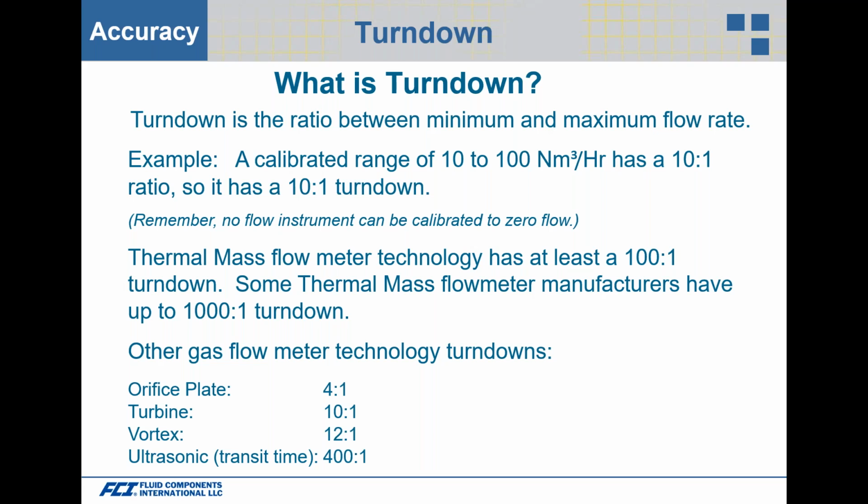To give you an idea, compared to other types of technologies, an orifice plate typically has a turn down of 4 to 1. So they would read between 40 to 10. Or a turbine meter is 10 to 1. A vortex is typically 12 to 1, and ultrasonic goes up to 400 to 1.